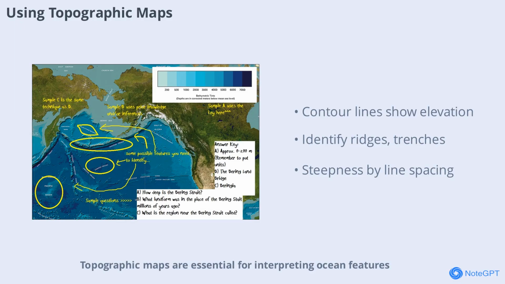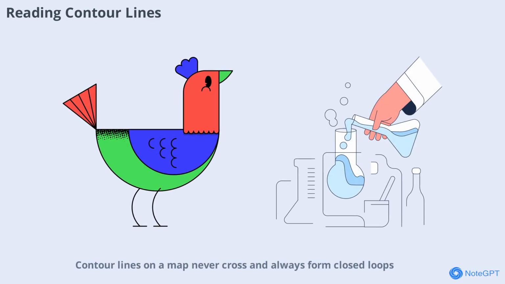Topographic maps are essential for interpreting ocean features. These maps use contour lines to represent elevation or depth. Each line connects points of equal elevation, and the spacing of lines indicates slope. Closer lines mean steeper slopes. Closed contours represent hills or depressions, while V-shaped lines indicate valleys or streams. By reading these maps, scientists can identify features like ridges, trenches, and seamounts, helping them understand the shape and structure of the ocean floor. Contour lines on a map never cross and always form closed loops.